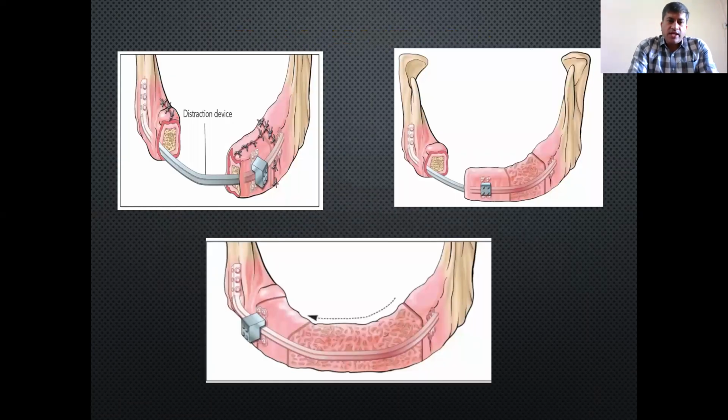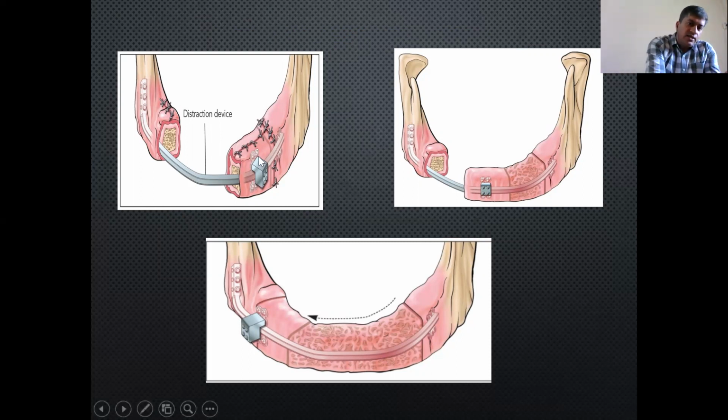Now, in transport distraction, there are certain things that we need to understand. There is a big bony gap that we are trying to bridge with the formation of new bone, and we are trying to move a bony segment from the donor side to the recipient side. So the bony segment that is going to be transported to the recipient site is known as the transport segment, and the area which is going to receive the transported segment is called the docking site.